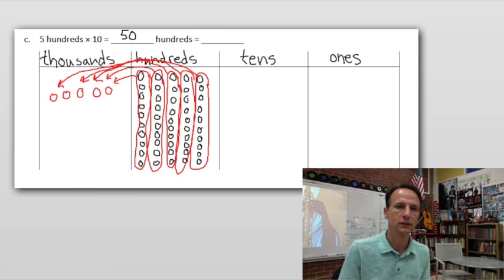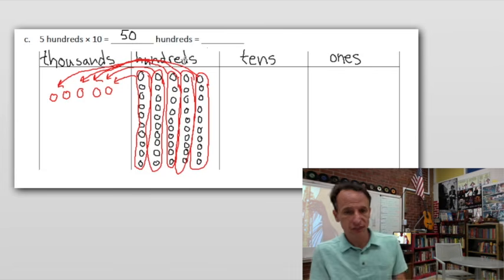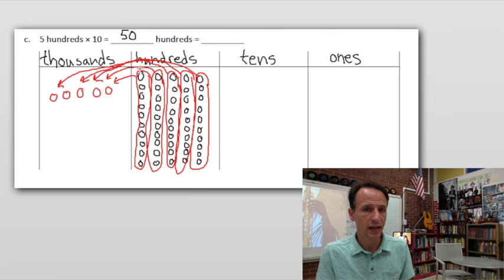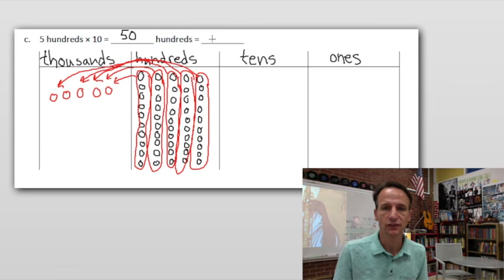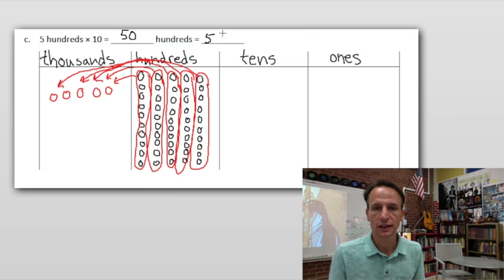So now, switch colors again to red. Those 50 hundreds are equal to how many thousands? 1, 2, 3, 4, 5. So 50 hundreds equals 5 thousands. And you actually will hear people in real life talk about numbers in that way.